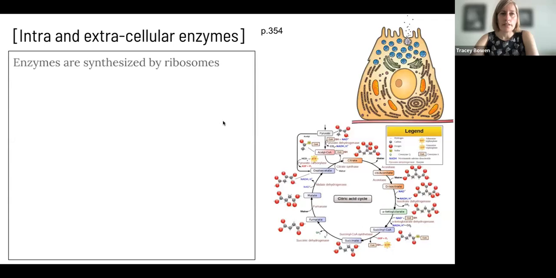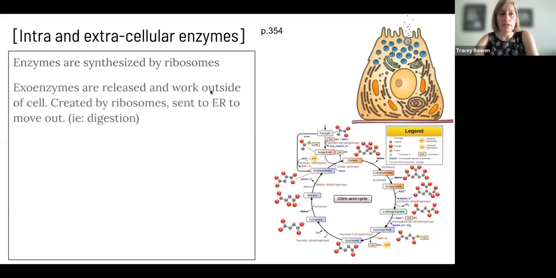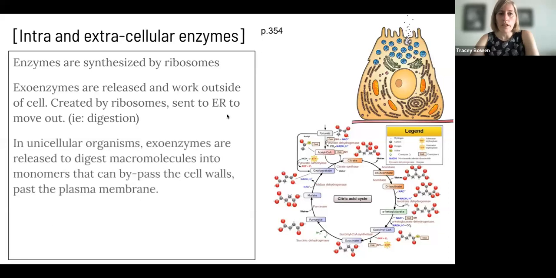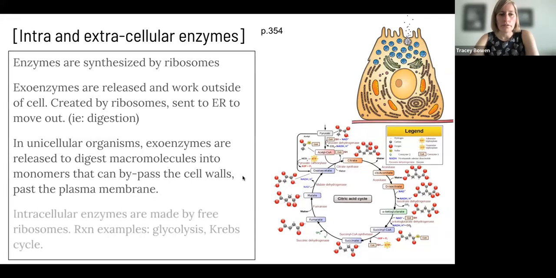Intra- and extracellular enzymes is the next slide here, and we're going to be thinking about enzymes being synthesized by ribosomes. Enzymes are proteins, so they're going to be made by ribosomes. Exoenzymes are released and work outside of the cell. They're created by the ribosomes, sent to the endoplasmic reticulum, and then to the Golgi body and move out. Enzymes in digestion, for example, function in this way. In unicellular organisms, exoenzymes are released to digest macromolecules into monomers that can bypass cell walls into the plasma membrane. So they're actually releasing enzymes externally to their own bodies.